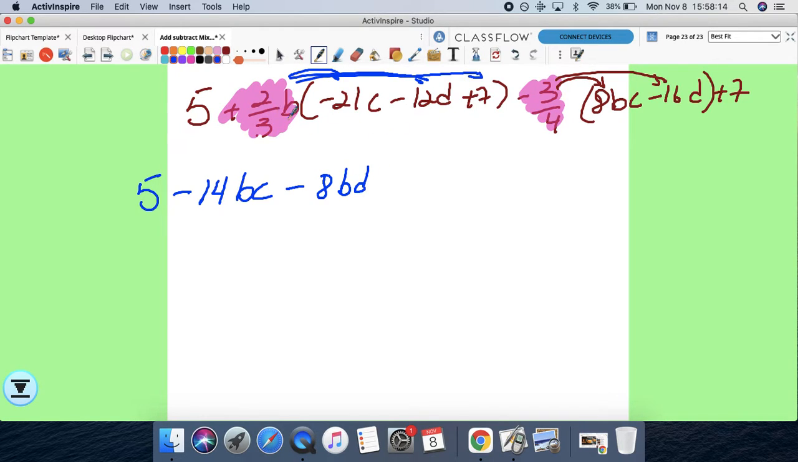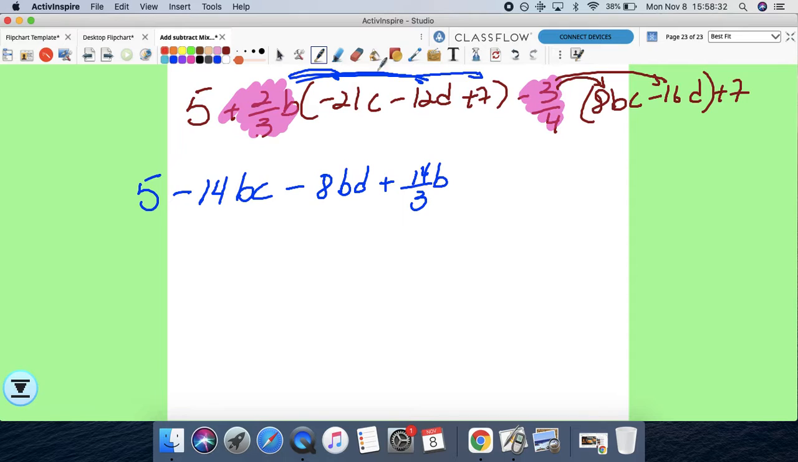And lastly, 2/3 B times 7 is going to be, well, first of all, it's positive times a positive, which is a positive. 2 times 7 is 14 over 3, 14 over 3. And let's not forget the B.